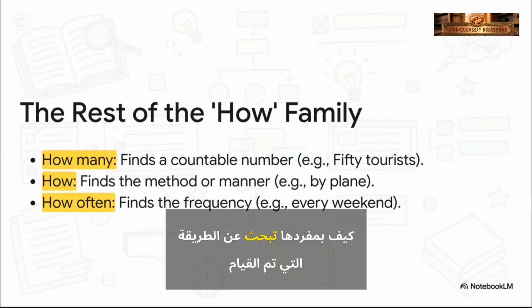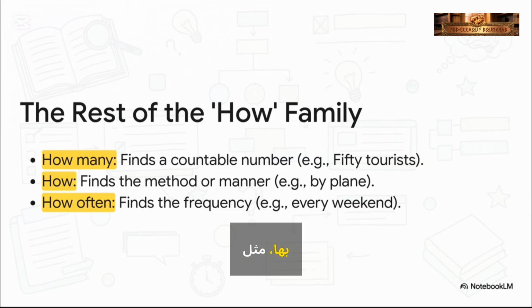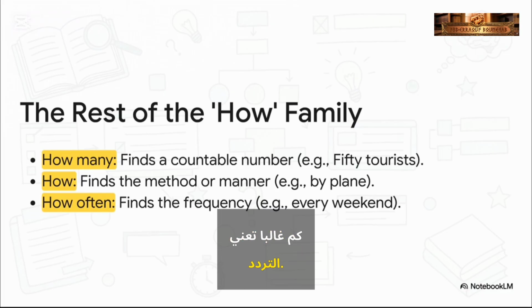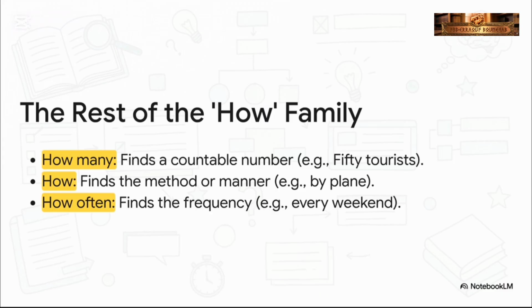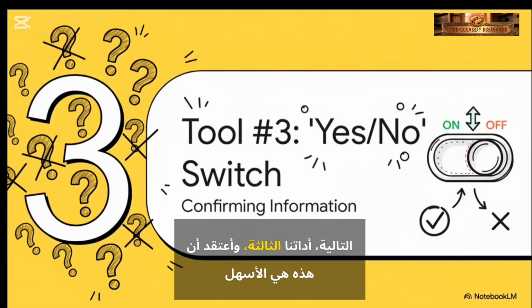How all by itself is looking for the way something was done, like by train or quickly. And how often is about frequency, words like always, sometimes, or every week. Each one is a precision tool for a very specific job. All right, next up, our third tool, and I think this is the simplest one yet.